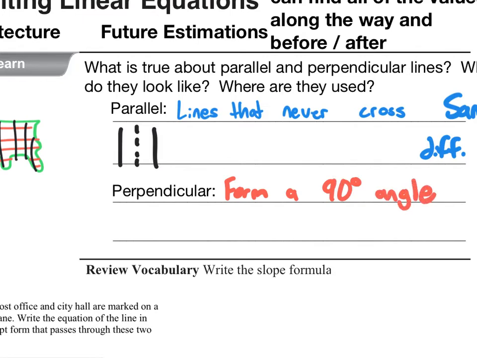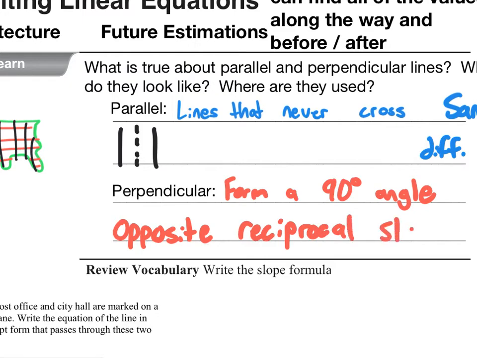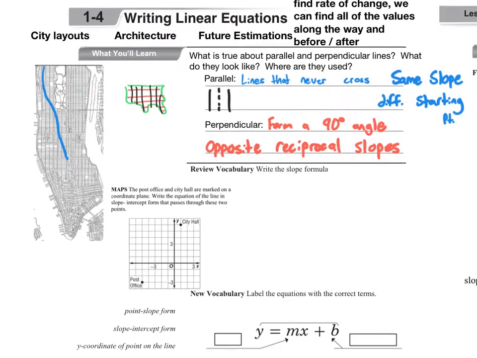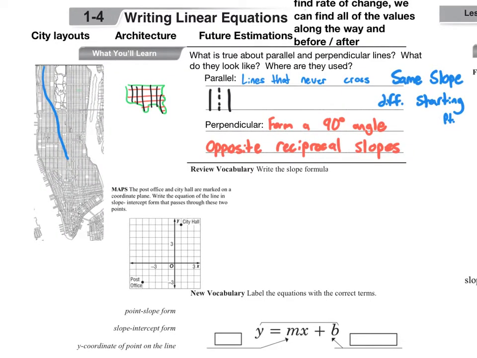So they are used a lot in architecture as well. If you look at the corners of rooms, they make 90-degree angles. The ceilings, the ceiling tiles, the tiles on the floor, they all make 90-degree angles. What makes that true is they have opposite reciprocal slopes. So that's what's true about perpendicular lines, is they have opposite reciprocal slopes.